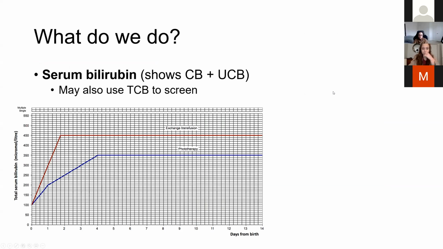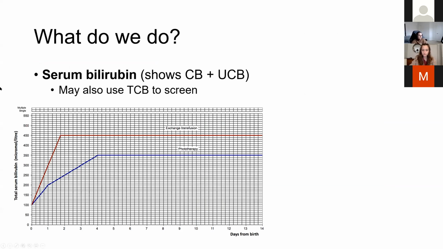So what do we do? Mainly, apart from the investigations we've talked about earlier to identify the cause, we want to monitor the serum bilirubin. We can even do that using a transcutaneous bilirubin, which is just like a probe that checks the baby's levels through the skin, and then we clarify it with the serum bilirubin because it's much more accurate.